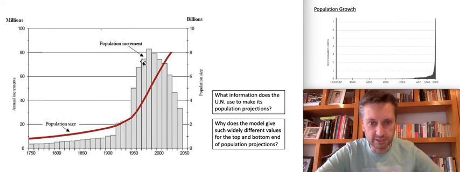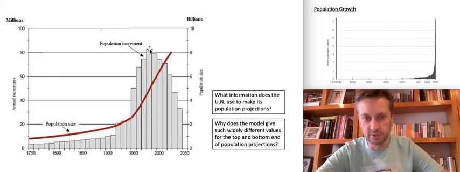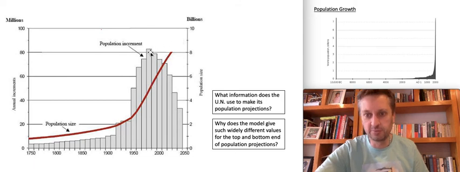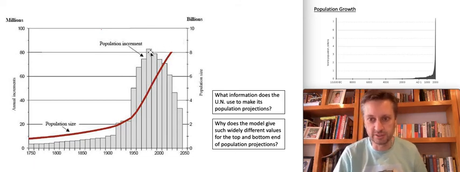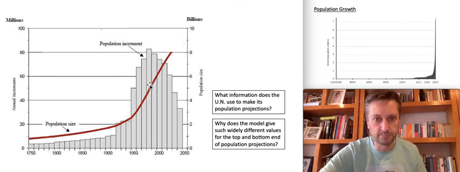What's most interesting is that in the 1990s, we start to actually see a decrease in population increment, which means that although the population is still increasing in size, the overall population increment is decreasing. So in other words, population is increasing more slowly.